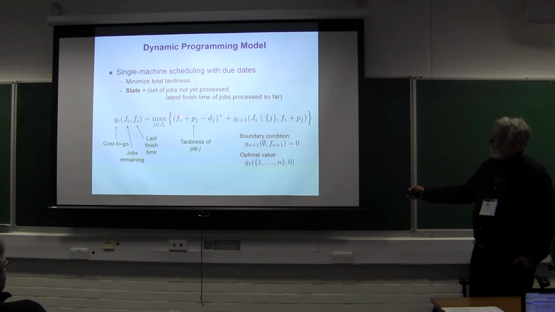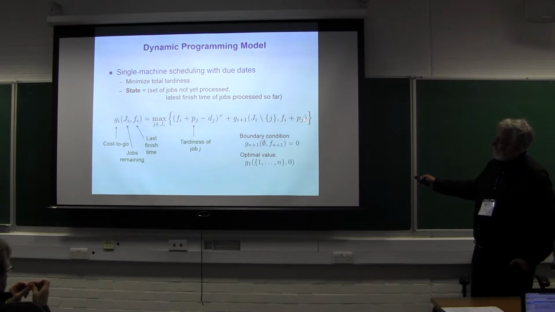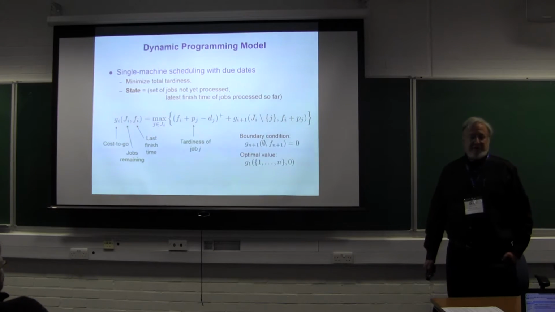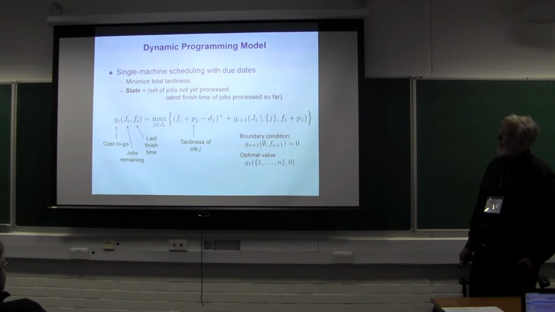It's just the tardiness. This is cost to go. So we can see how we change the state: we remove the job we just scheduled, we add in the processing time, the last finish time, and that gives our recursion. Okay, so fairly straightforward recursion once you see what the state looks like.